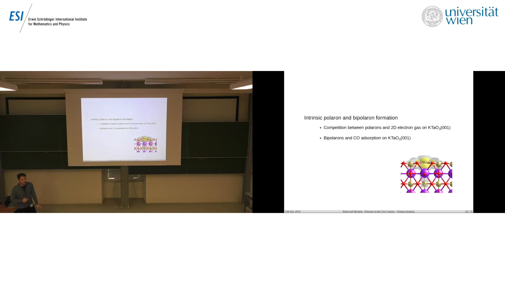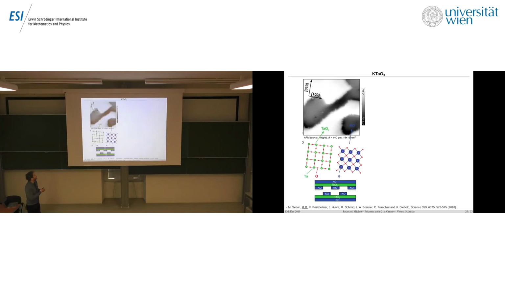So, intrinsic polarons on potassium tantalate. Potassium tantalate is a material that we started to take under consideration one or two years ago, because in the lab of Martin, what they did is to take this material, cleave it, and what they observe is the formation of terraces of tantalum dioxide, here in white, and islands of potassium and oxygen here.